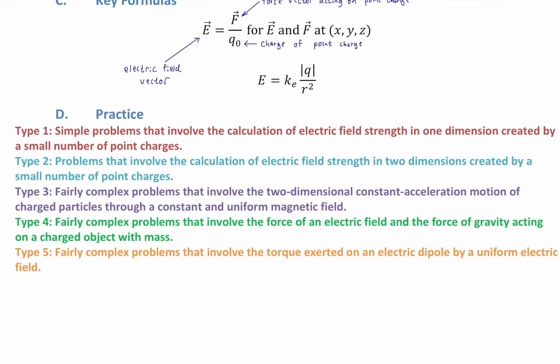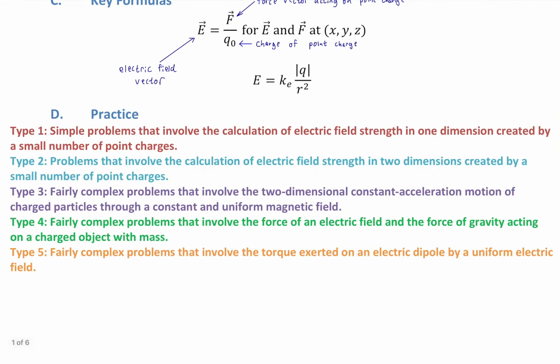All right? Type 4, fairly complex problems that involve the force of an electric field and the force of gravity acting on a charged object with mass. Okay, so this is kind of like we saw, mixing gravity and Coulomb's law, okay? We saw times where gravity didn't matter. We're going to see some times where it does, right? As you would guess, it has to be for a very weak electric field for gravity to really make a difference. And then type 5, fairly complex problems that involve the torque exerted on an electric dipole by a uniform electric field, okay? So basically, I would call them complex because you have to make sure you review how to work a torque.